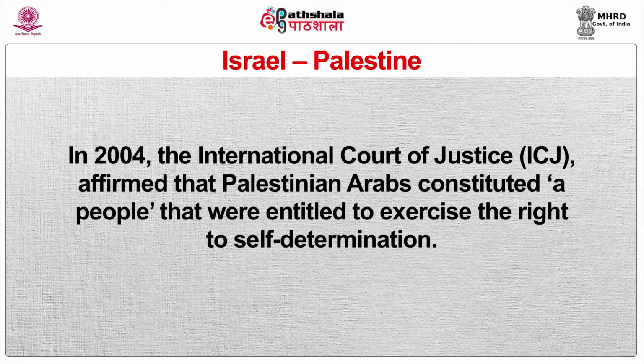In 2004, the International Court of Justice, that is the ICJ sitting in The Hague, affirmed that Palestinian Arabs constituted a people and that they were entitled to exercise a right. Except the court didn't clearly say whether they had the right to self-determination under the ICJ statute or not.